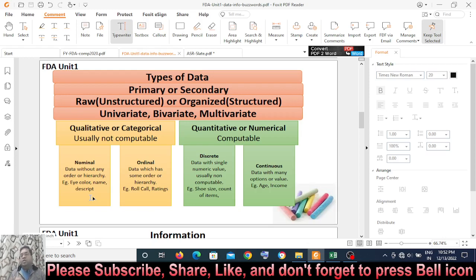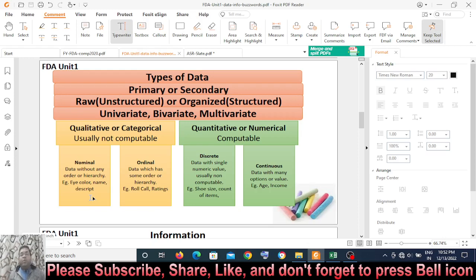Your age is continuous data, because when you say age, in the past year you may have been 17 years old. Right now you are 18 years. Next year you are going to become 19 years old. So it is continuous data.